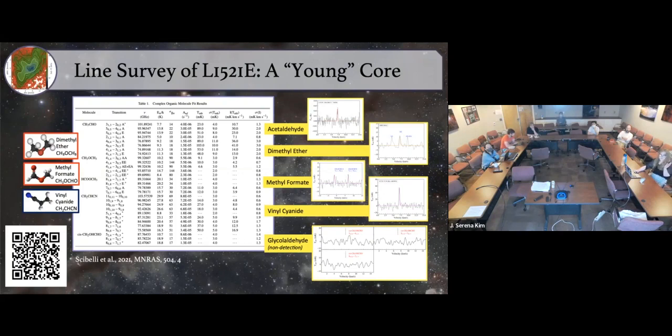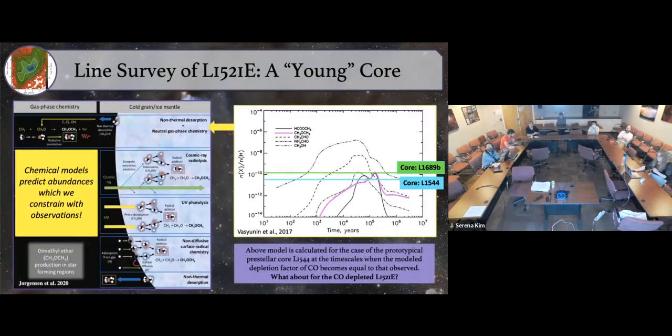And now that we have observations with our radio telescopes, we can turn those into abundances and do some more analysis. One of the things that we can do is use our abundances from our line analysis to compare to chemical models. This is a figure showing the different ways in which you can form complex organics in cold cores.